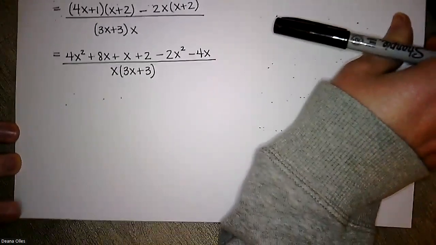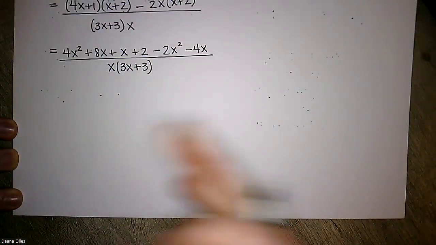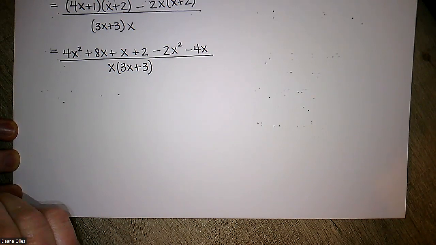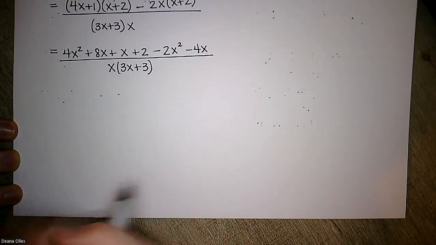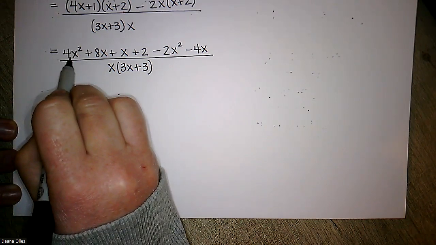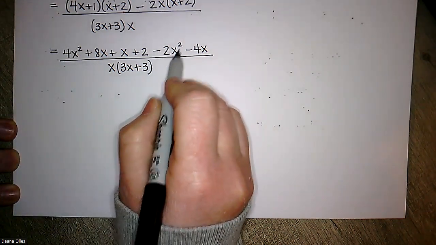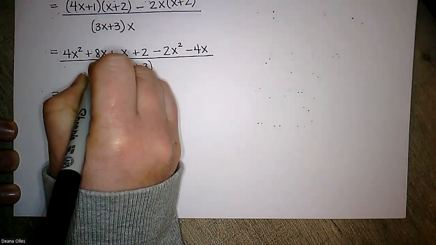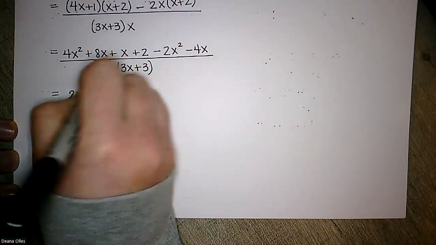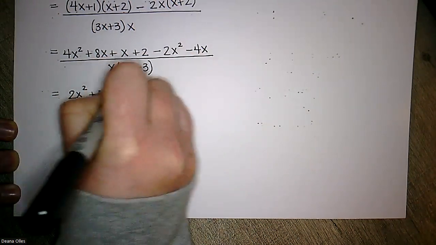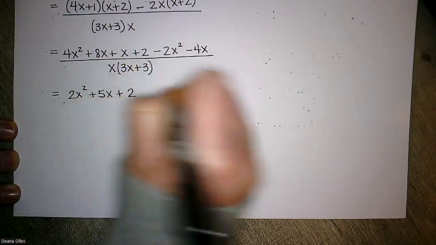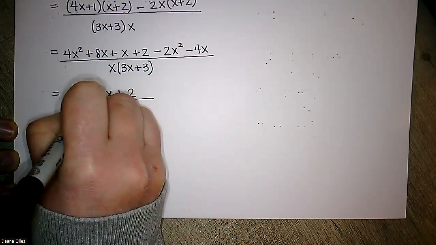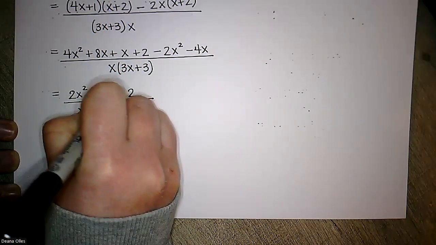And by the way, most of these times when you're working with these within limits and calculus, you're going to want that denominator to stay in factored form. And you'll see why as we do more examples in the calculus. Okay. Let's combine some like terms. 4x squared minus 2x squared, so 2x squared. This will be 9x minus 4x, so plus 5x plus 2. Oh, we might be able to factor. And then we have x times 3x plus 3.